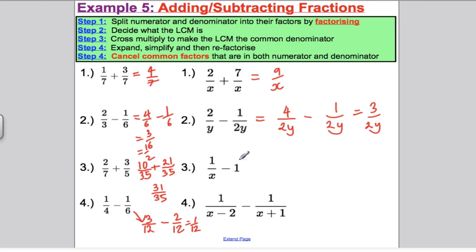Here, how could we deal with this? Well, what's 1 as a fraction? Well, it's 1 over 1, right? Now, what could we make the denominator so they both have the same one? Well, we should make them x, shouldn't we? So, how would we make the bottom, this one, x? We'd have to multiply top and bottom by x. And then we could combine them and we'd have 1 subtract x all over x.